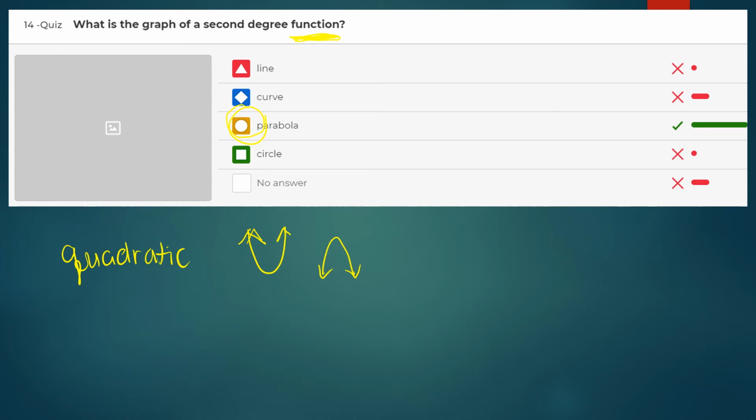Okay? Pagka-line kasi, of course, from the name itself, line is a graph of a linear function. Okay? Alam natin yan. No? So, we have curve for the other functions, and we also have the circle. But for this particular item, our answer will be parabola. Okay?